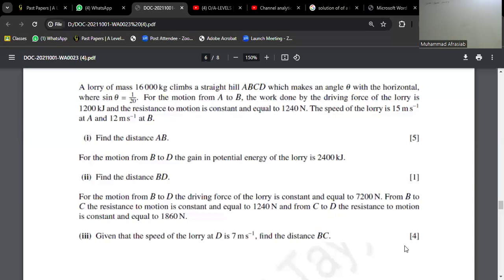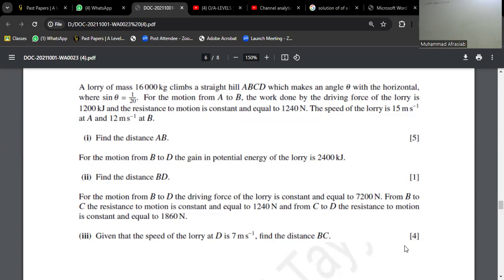We are now starting question number 7.15.16 of that work power energy for this M1 paper. A lorry of mass 16,000 kg climbs up the straight hill ABCD, which makes an angle of theta with the horizontal, where sine theta is equal to 1 over 20.